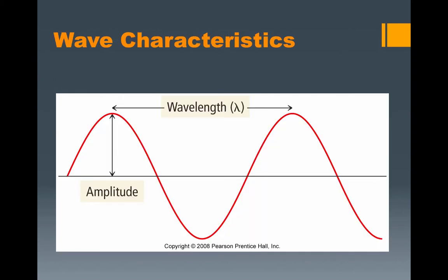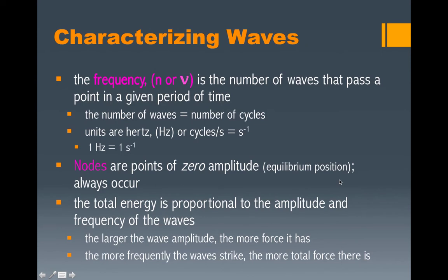Nodes are points of zero amplitude, or equilibrium position, in the wave. If we go back to this graphic again, here's a node right here. A node, a node, a node. So you can count how many times the wave is passing through that point.